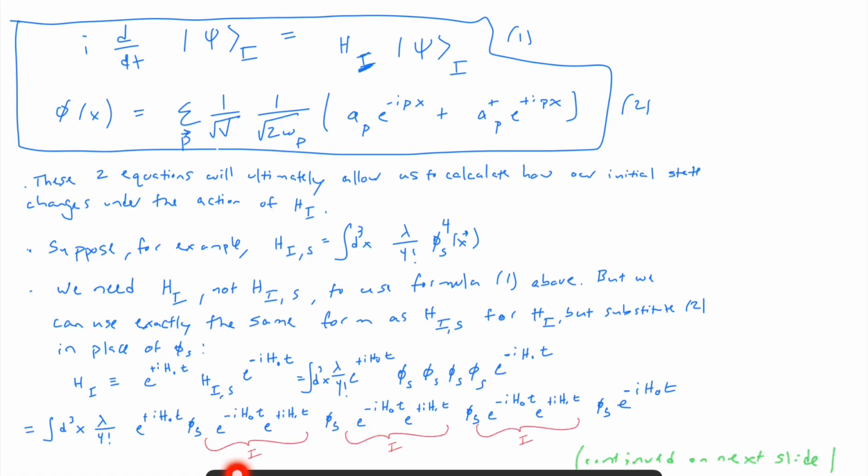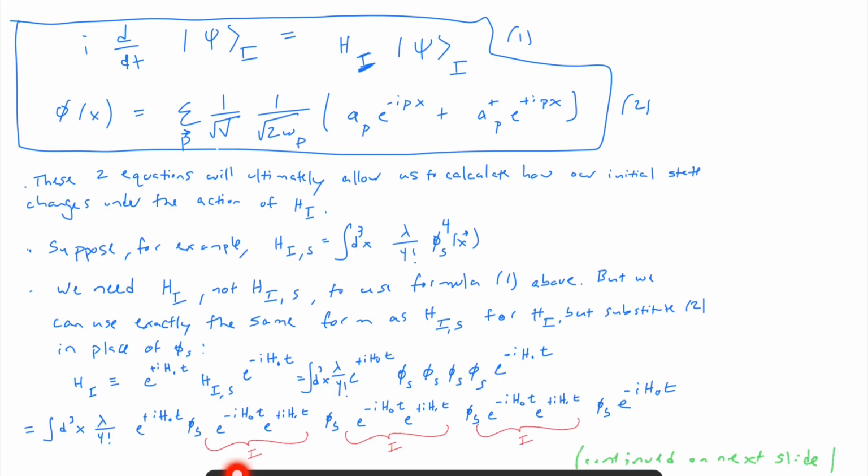But if you keep cranking this out, you can do this little trick where I have this phi, this phi, this phi, this phi, but sandwiched between these phi's in this expression, I put the number 1, or the identity operator, another name for which is e to the minus i H naught t times e to the plus i H naught t, because there's nothing with the identity. I do the same thing here. I do the same thing over here.